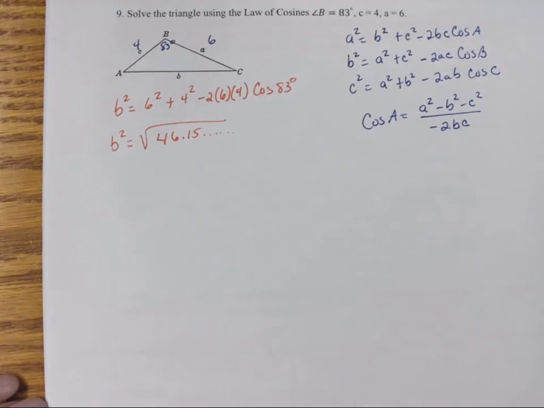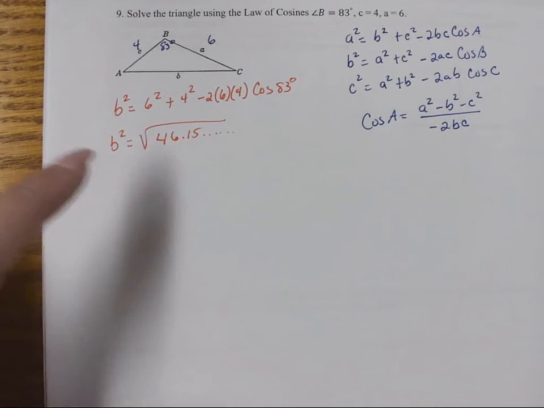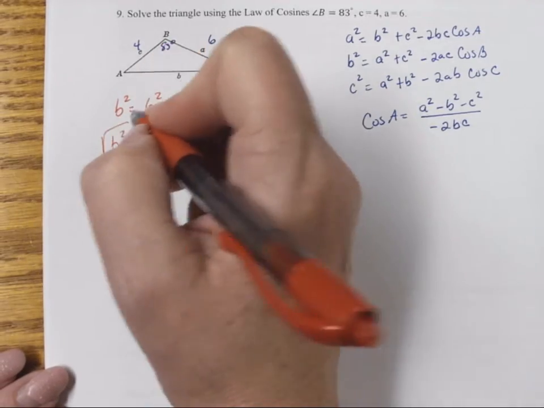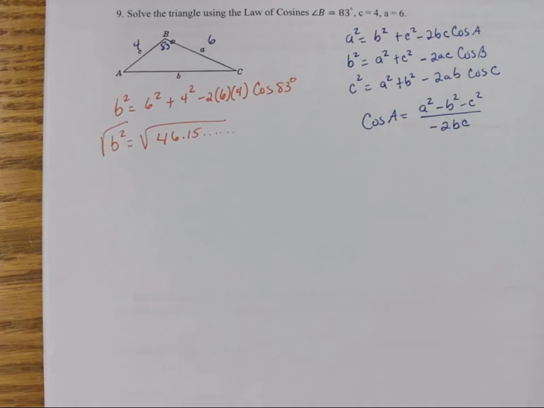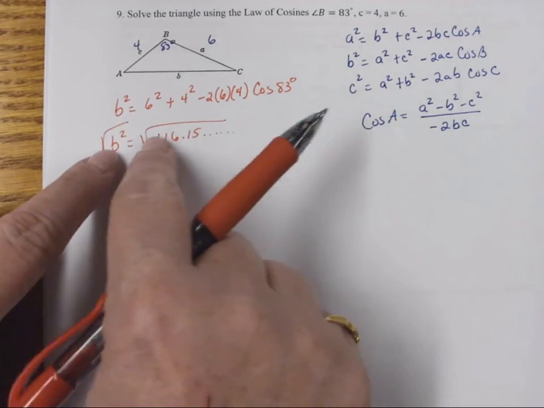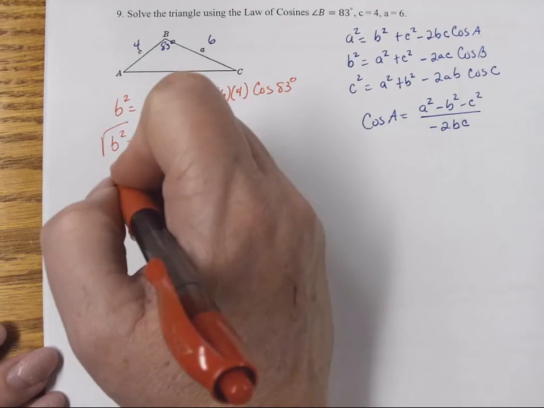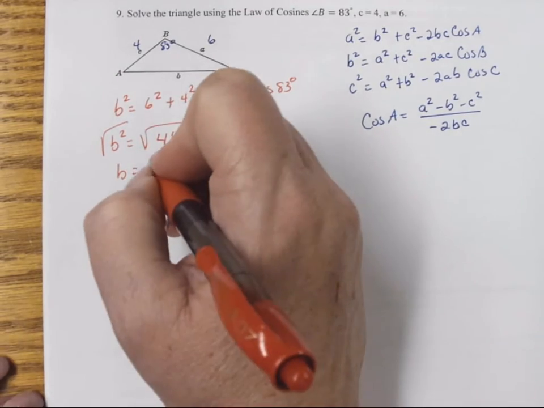I'm just going to put the dots. You don't want to round here. You want to use the whole number. So b squared is equal to 46.15. Take the square root of both sides, and you end up with b is equal to 6.8.